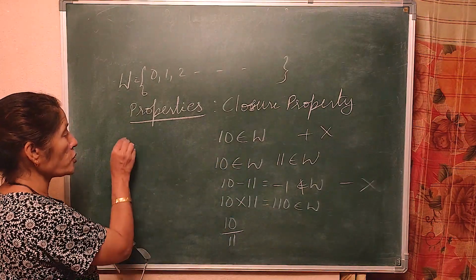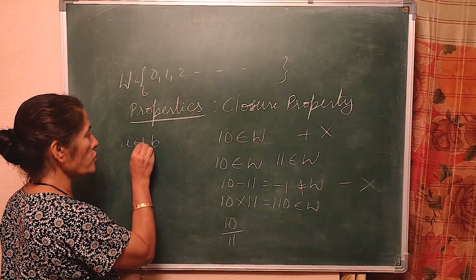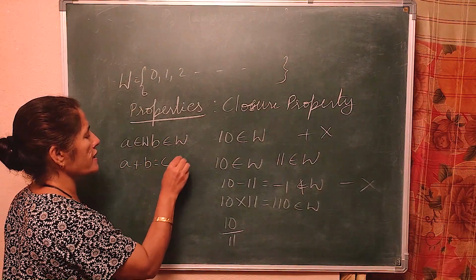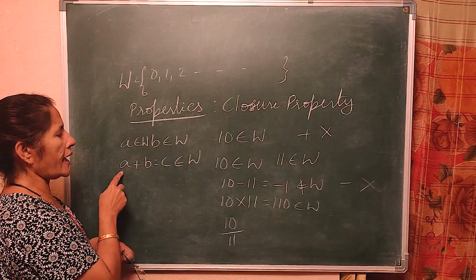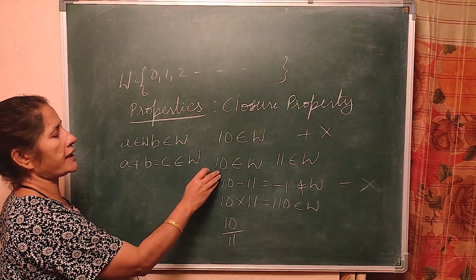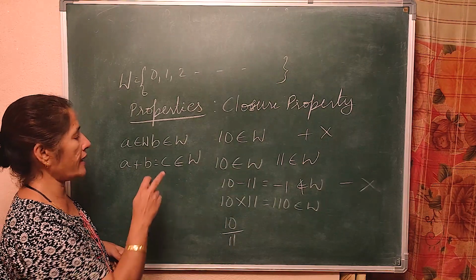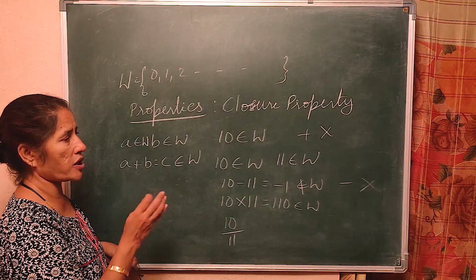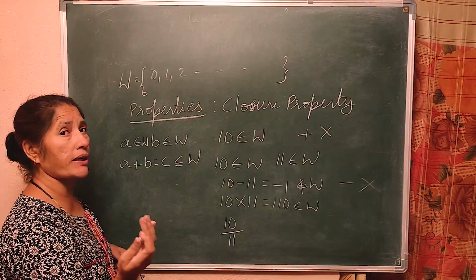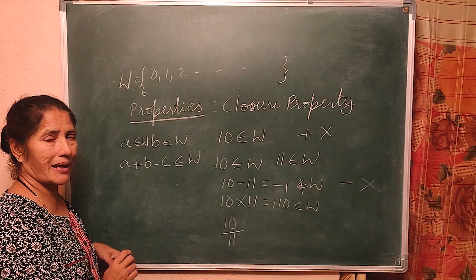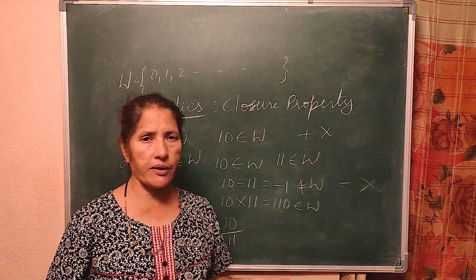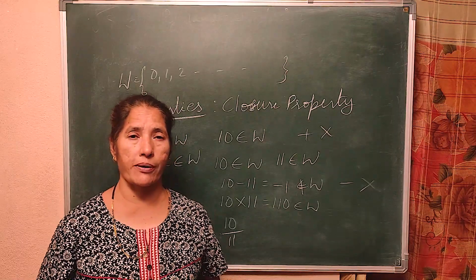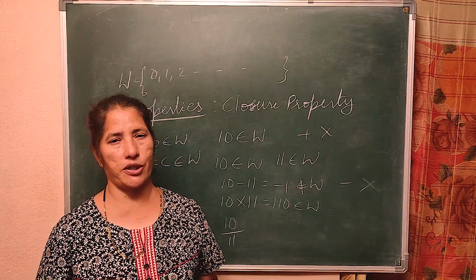So, what is closure property? If A belongs to W, B belongs to W, A plus B is equal to C also belongs to W. A, you can take any number. I took 10. 10 plus 11, B is equal to 11, is equal to C. Some other number only I am getting: 10 plus 11 is equal to 21. So I gave 3 numbers. Understand? 1 belongs to W, 5 belongs to W. 1 plus 5, 6 also belongs to W. Then it is closed under addition.